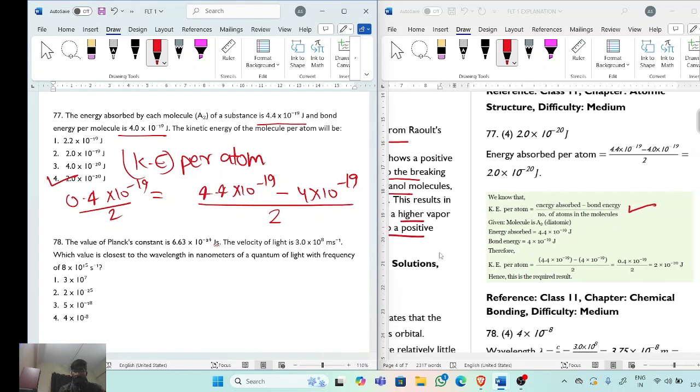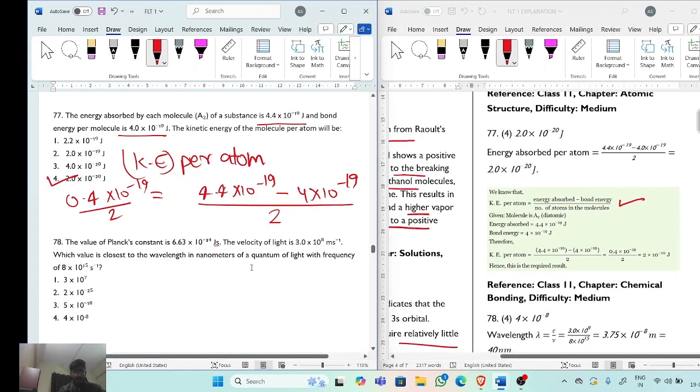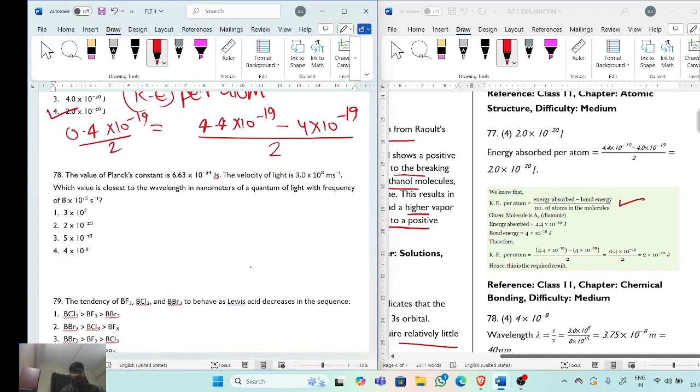Now question number 78. The value of Planck's constant is 6.6 into 10 raised to the power of minus 34 joule second. The velocity of light is 3 into 10 raised to the power of 8 meter per second. Which value is closest to the wavelength in nanometer of a quantum of light with frequency of 8 into 10 raised to the power of 15 per second? Okay, so here we have to calculate the wavelength.